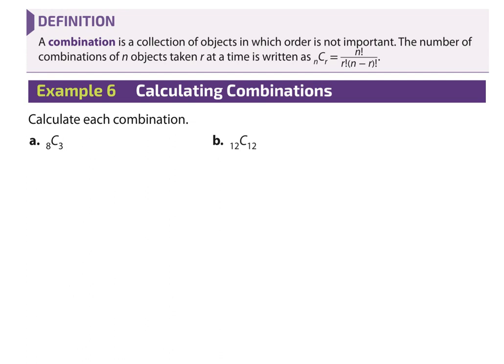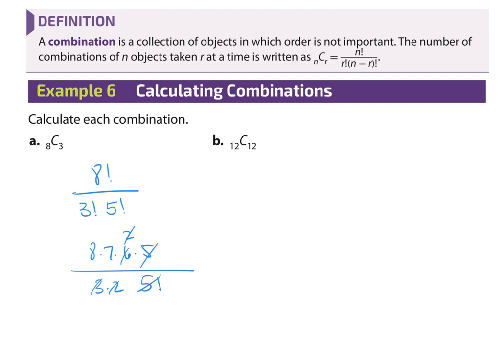Again, you can use your calculator. You can do your 8 factorial over your 3 factorial, 5 factorial. You're certainly welcome to do this. I do it this way, and then I do my little canceling here, right? So, you can do it however you want. Either way, you're going to get the same answer, right?